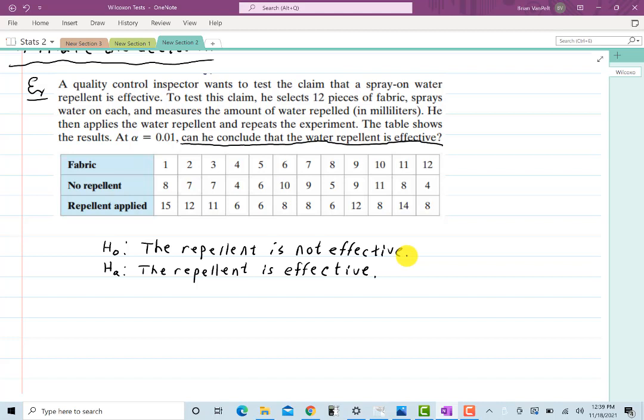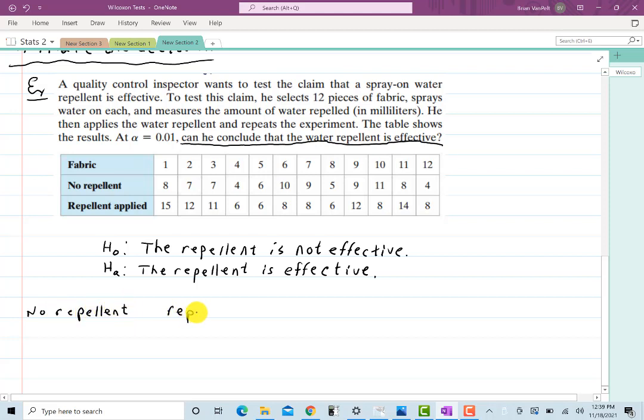I'll do no repellent, and then we'll have a column for repellent, and then we have their difference, and then the absolute value of that difference, and then we have a rank, and then assigned rank.